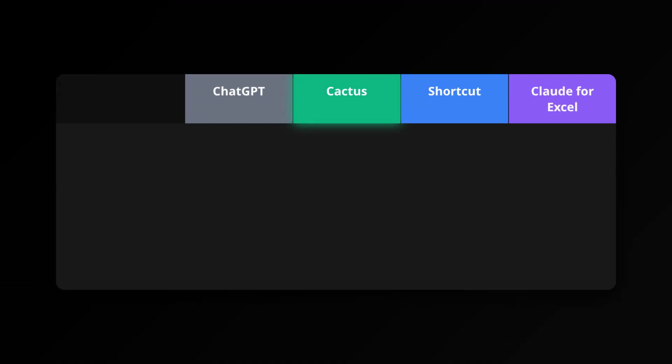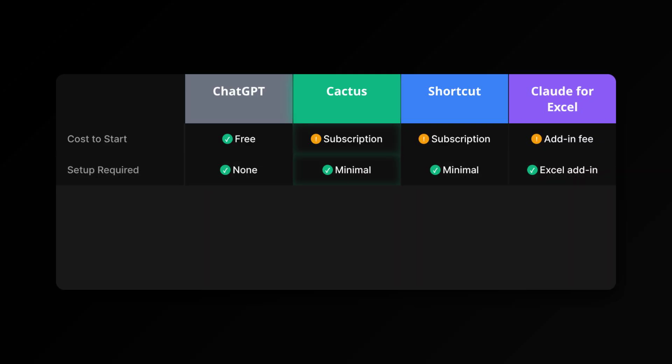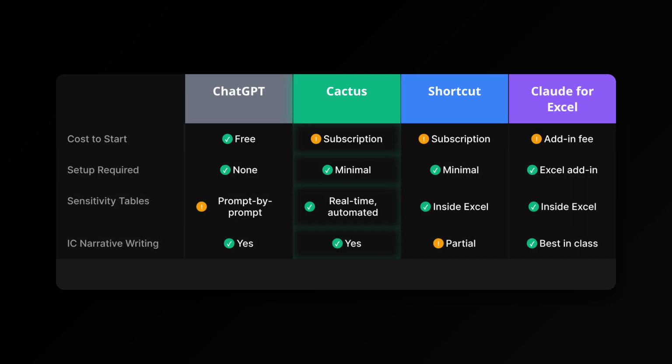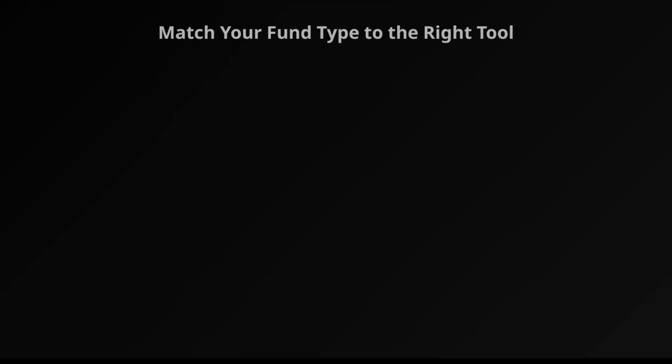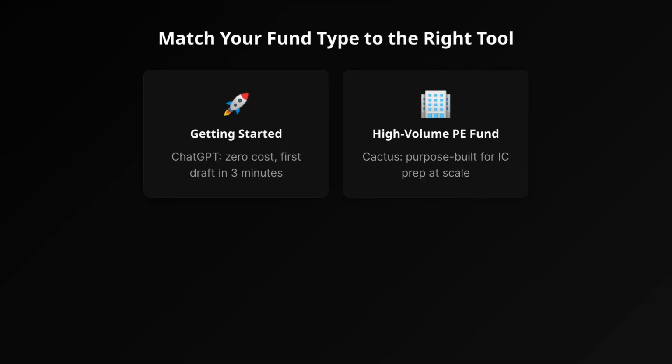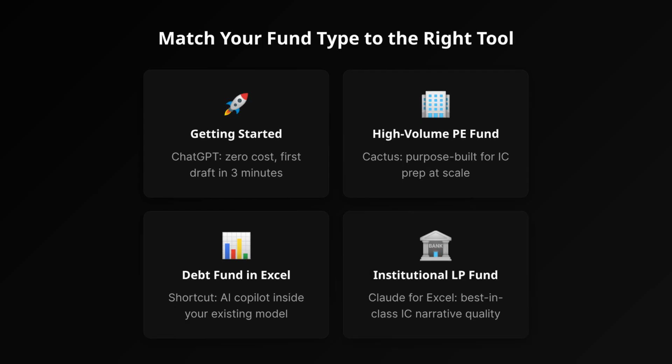Now let's see how these tools stack up against each other so you can pick the right fit for your operation. Here is how the 4 approaches compare across the dimensions that matter most to a fund operator. ChatGPT costs nothing and gets you a first draft in 3 minutes, but it requires manual prompting every time. Cactus is purpose-built for real estate volume with audit-ready outputs. Shortcut wins if your team lives in Excel and needs to move faster without changing tools. Claude for Excel is the best choice when IC narrative quality is the priority.